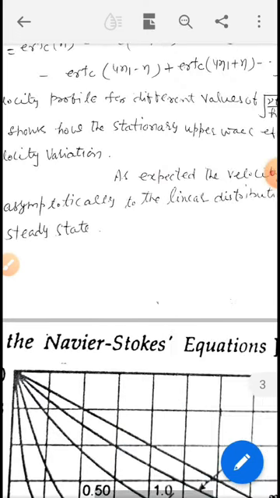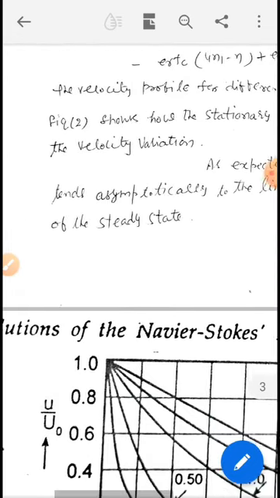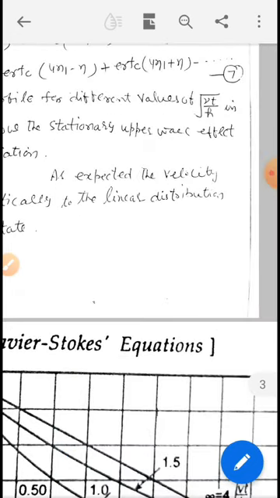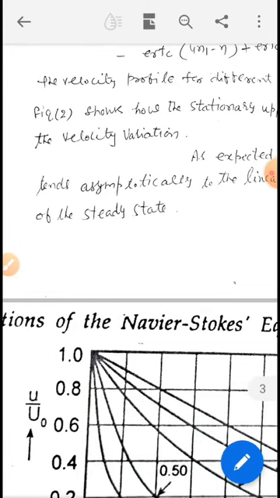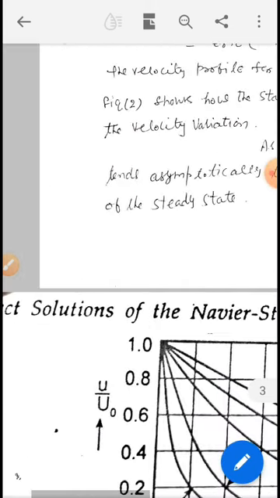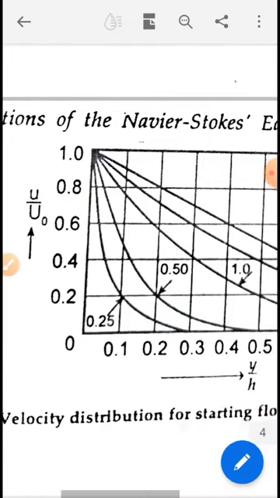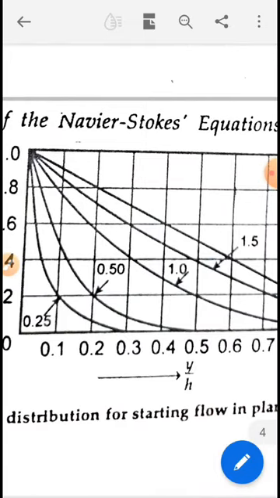The velocity profile for different values of root (ν t) upon h in figure 2 shows how the stationary upper plate affects the velocity variation. As expected, the velocity tends asymptotically to the linear distribution of the steady state. So the velocity distribution for the starting plane Couette flow motion is this. In this direction is y by h, going from 0 to 1, and then the diagram is this. The velocity is linear. Thanks.